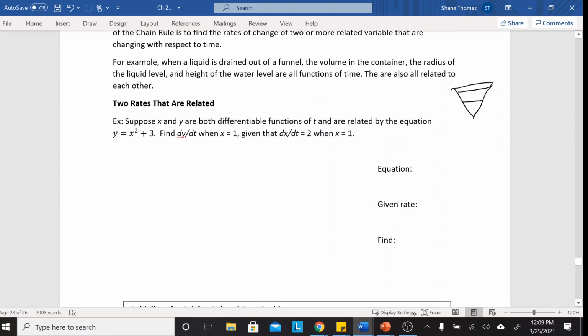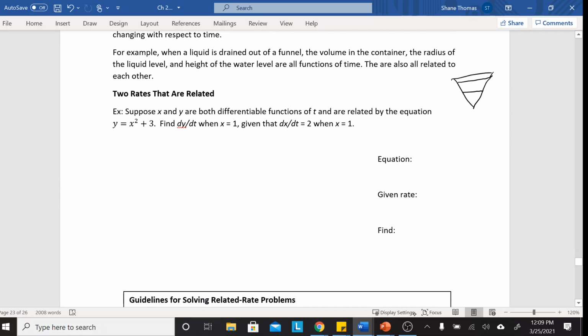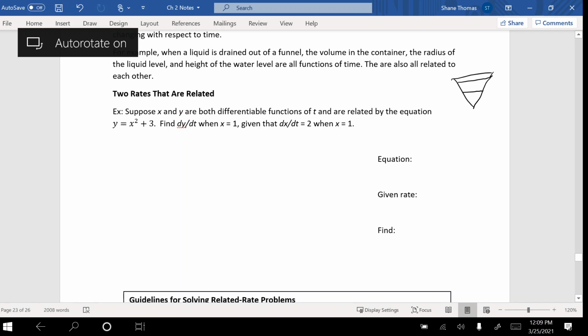We don't even have an example with it. I'm just gonna say here's some function, here's what's going on. We just want to look and see what it does for us. All right, so suppose x and y are both differentiable functions of t and are related by the equation y equals x squared plus 3. We want to find dy dt when x is 1, given that dx dt is 2 when x is 1. All right, so we want to find out after, call it maybe 1 second, after 1 second, what's happening, given that the other speed that's related has a speed of 2 at 1 second.